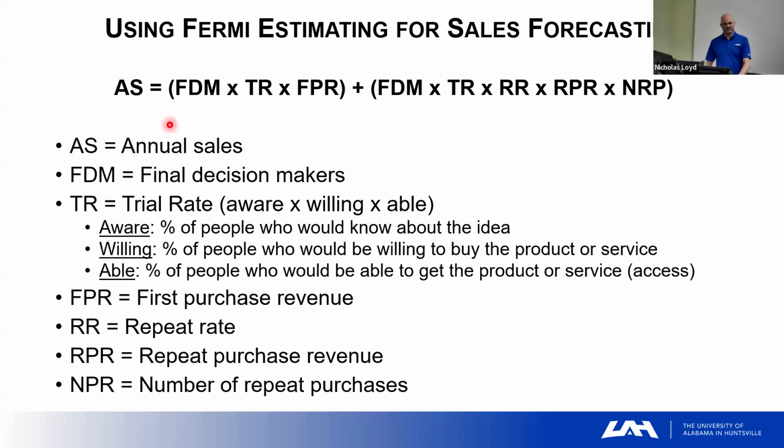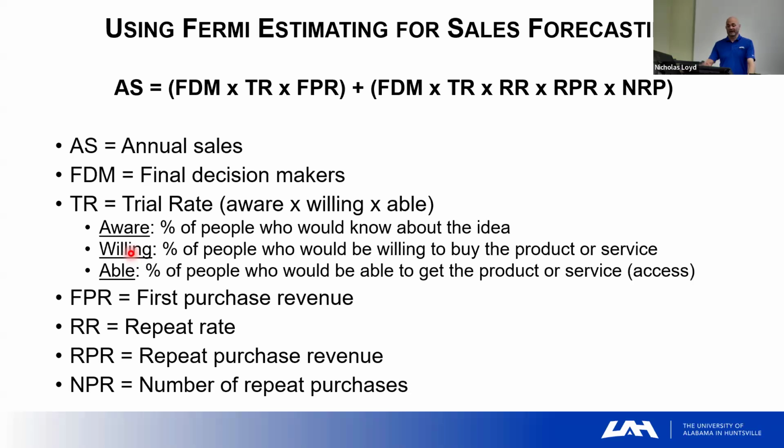Then, of the final decision makers, I need to determine a guesstimate of how many would actually trial it. And the trial rate is the percent who are aware of my idea in the first year. And that's people who actually know that it exists. And then of those that are aware, how many are actually willing to try it? Because there's plenty of people that are going to say, oh, I know it exists, but I'm not going to try it. I'll let somebody else try it.